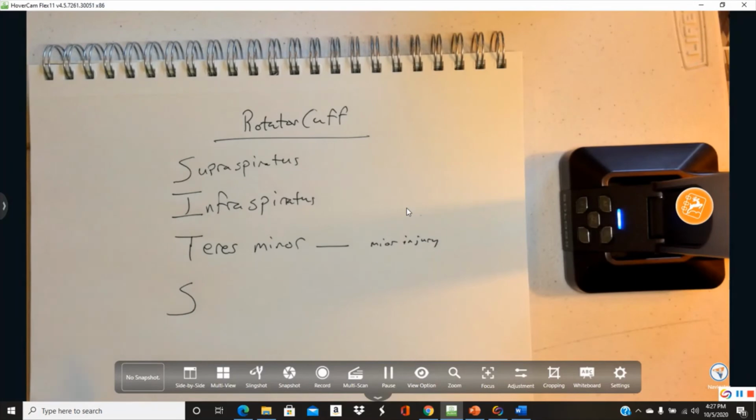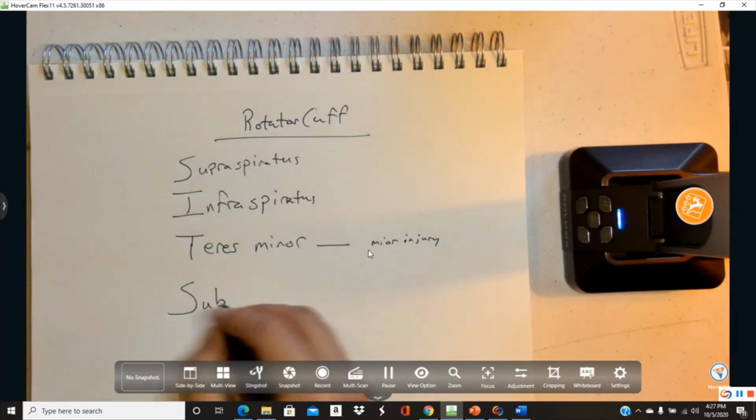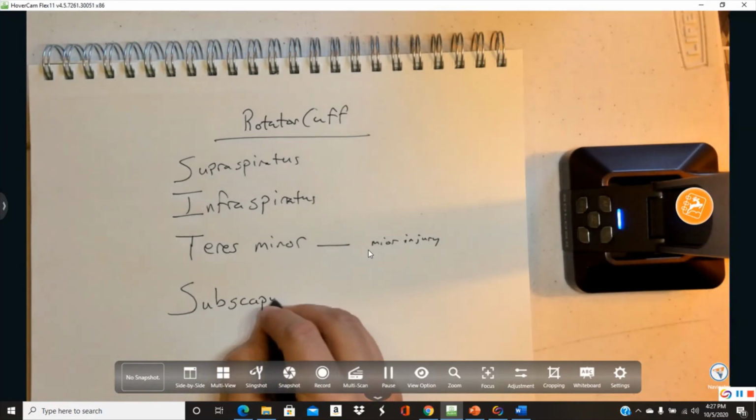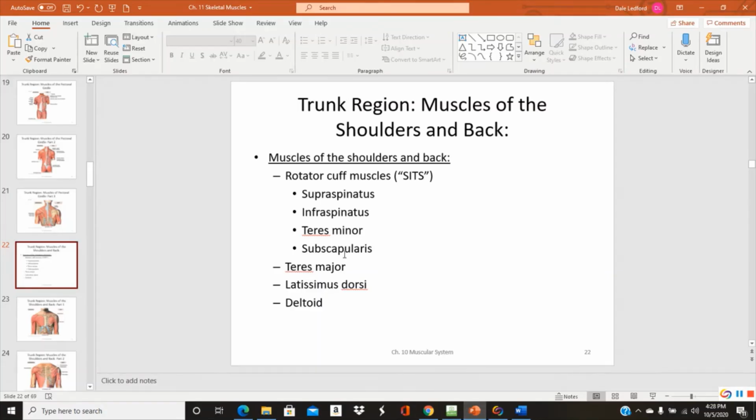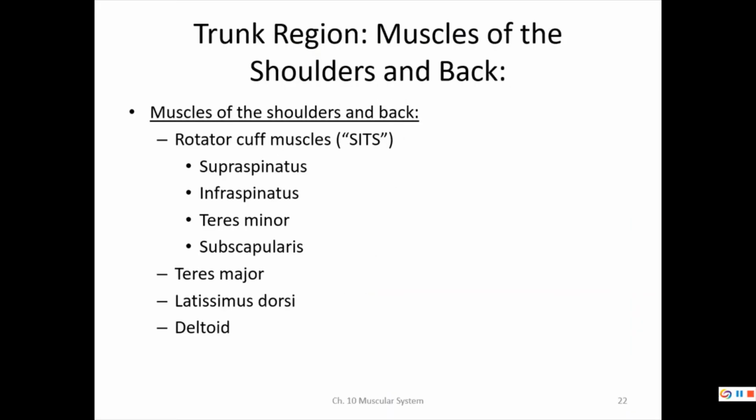And then lastly is the subscapularis. Now, the most common mistake is that students will think it is the teres major. It is not. It's the teres minor. Okay? That is a very common mistake. Now, the rotator cuff are these. Now, I will show you guys teres major again in another video.